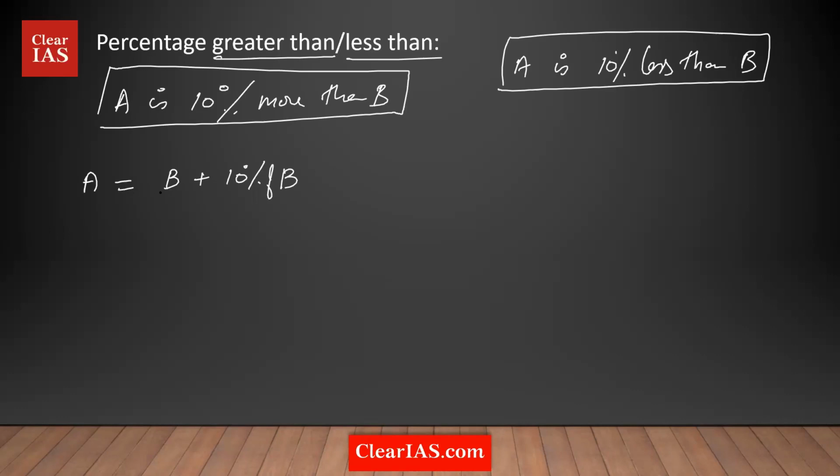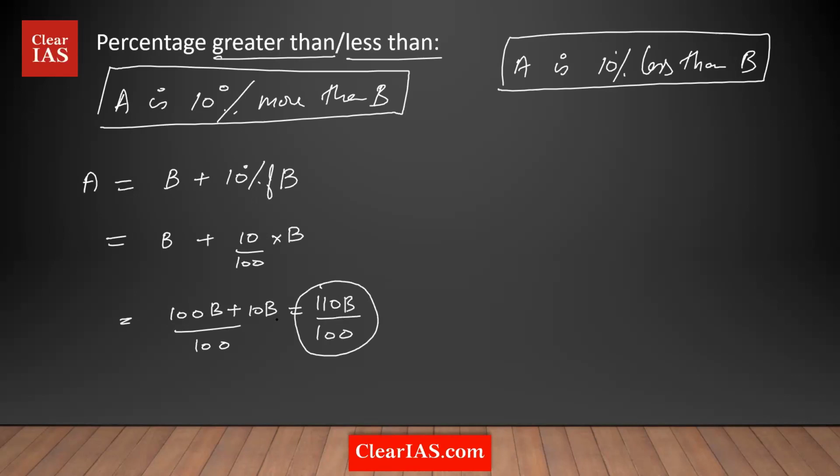More than B. Yes, B, sir. A is B plus 10 percent of B, right? Some of you might be doing it like this: B plus 10 by 100 into B, correct? Then you take the LCM of this, so you have 100 common. It becomes 100B plus 10B, that is equal to 110B by 100. Correct? All of you agree with this or not?